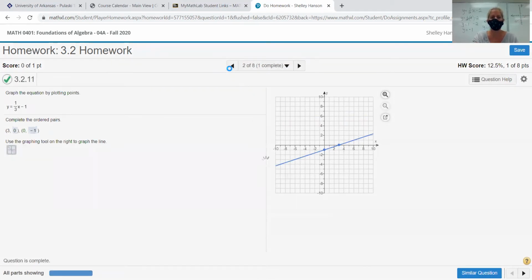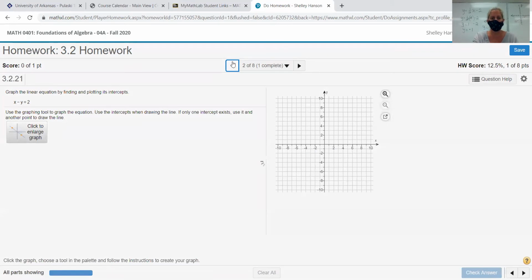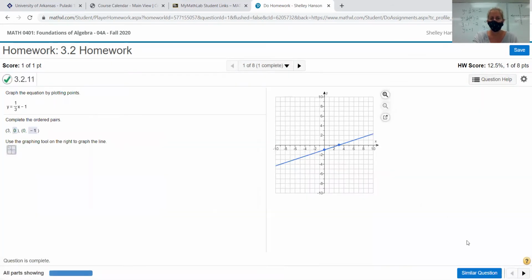If you did want to rework another problem like that, go back to number 1 and click similar question to get more practice. You can do it as many times as you want. Okay, I'm gonna stop sharing my screen now.